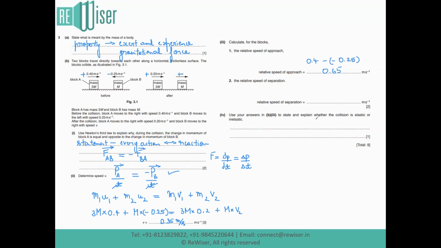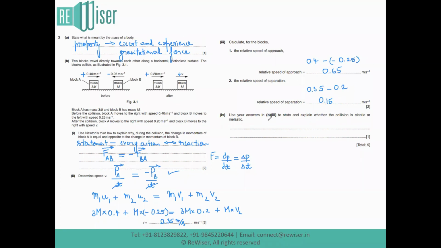Now moving on to the next part, the relative speed of separation. We follow the same logic here. We do 0.35 minus 0.2, ending up with an answer of 0.15 meter per second. The values are written here. No need to write meter per second.